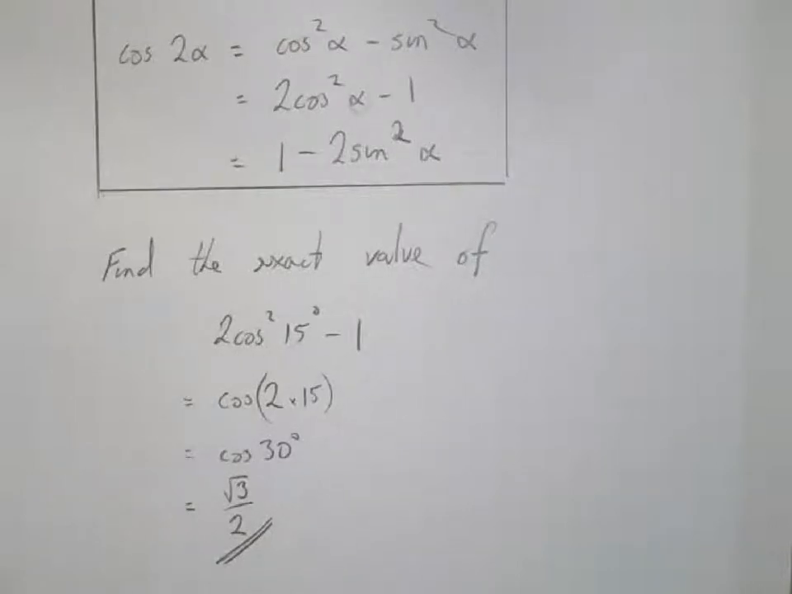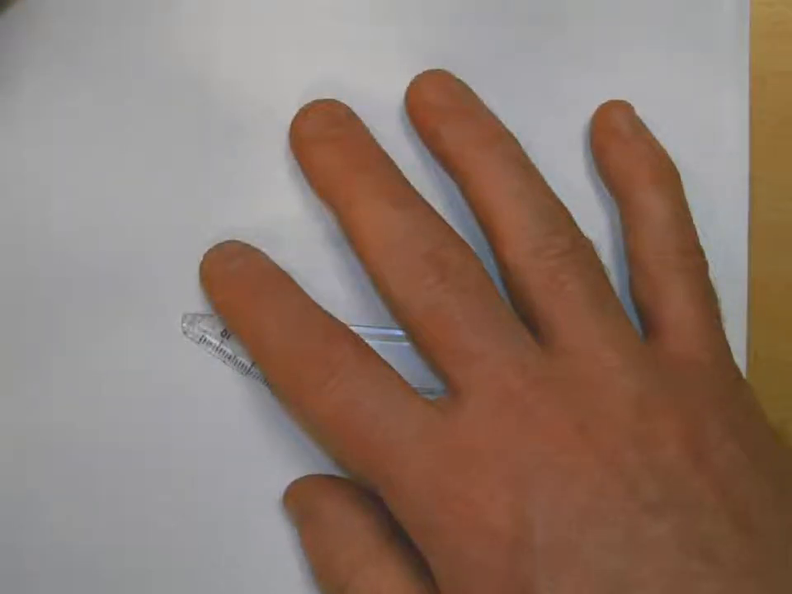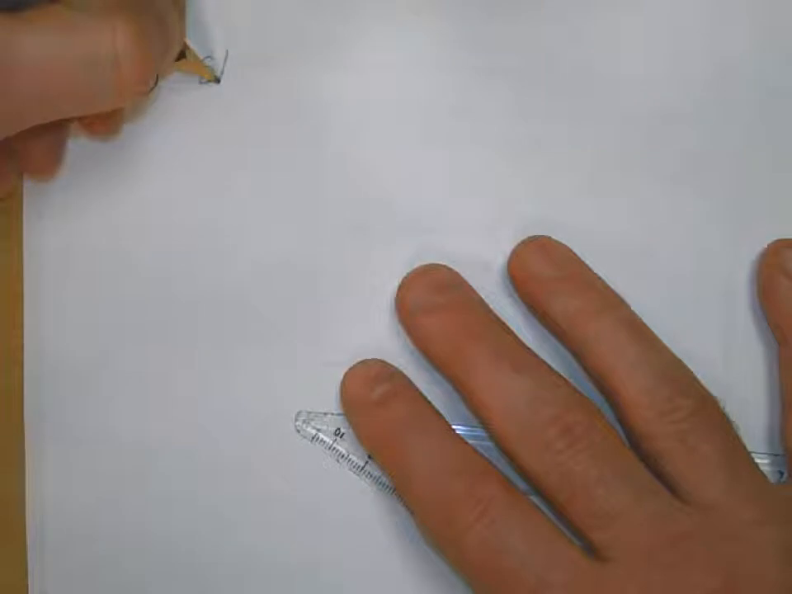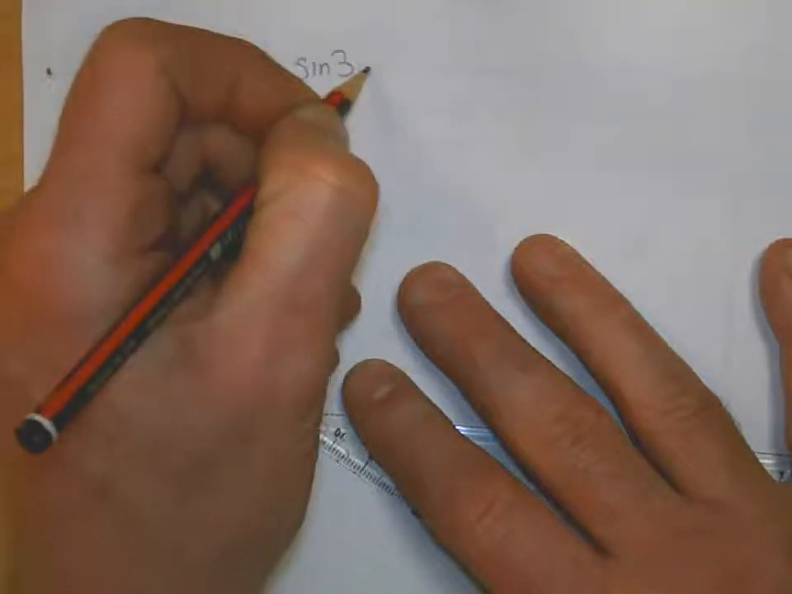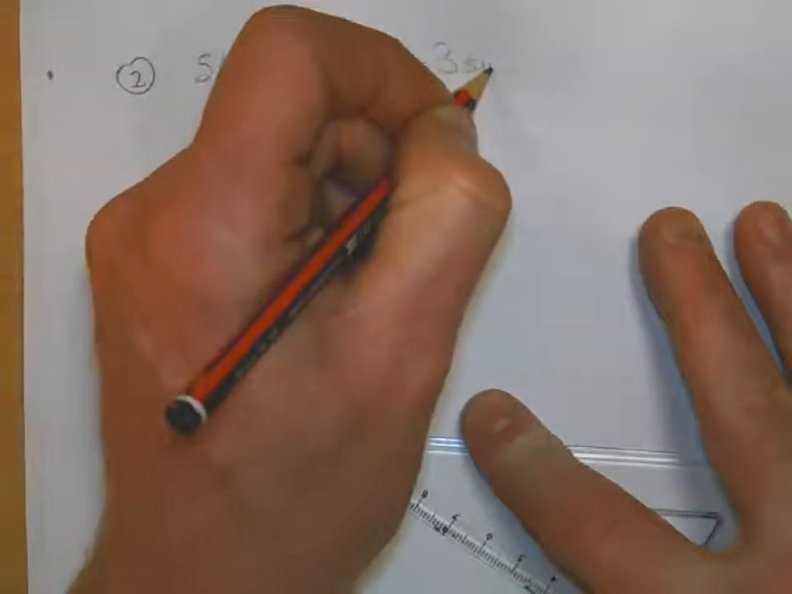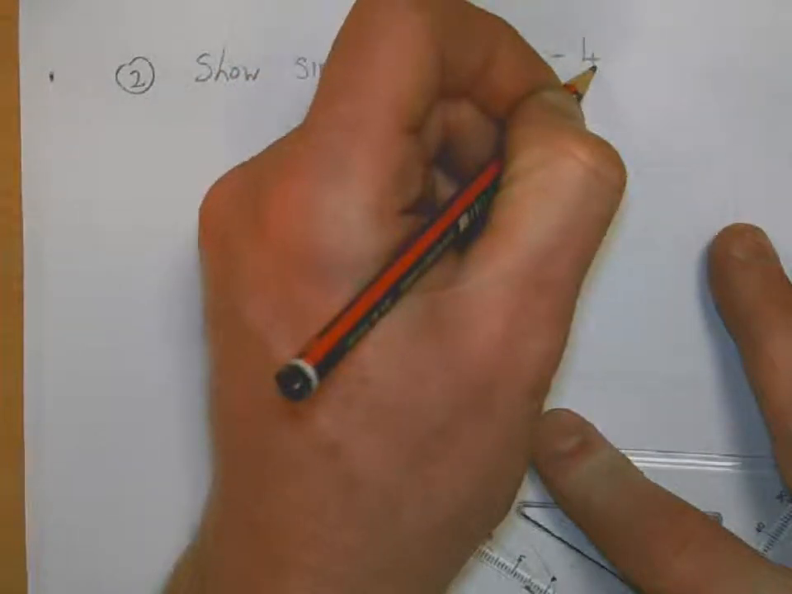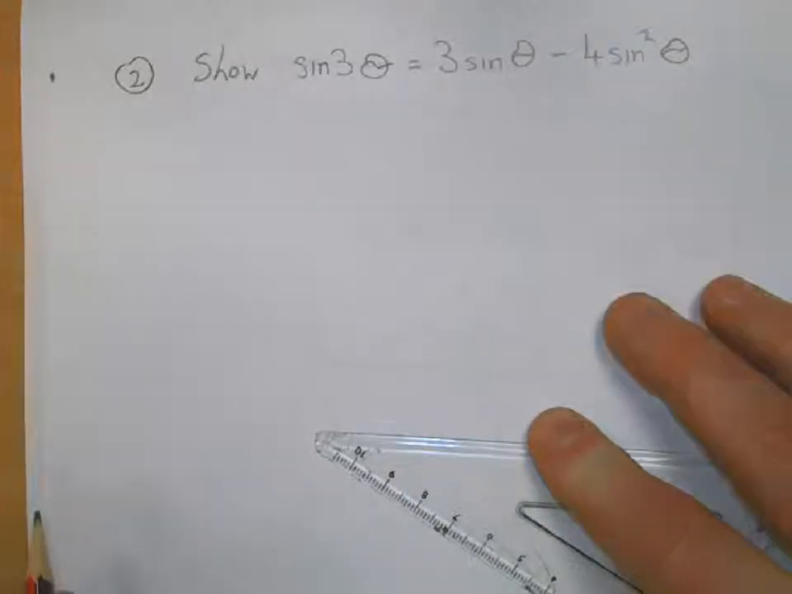Okay, you could get something a little bit more challenging. They might ask you to show, let's go example 2. Show sine 3 theta equals 3 sine theta minus 4 sine squared theta. Oh, so it's not sine squared, it's sine cubed.